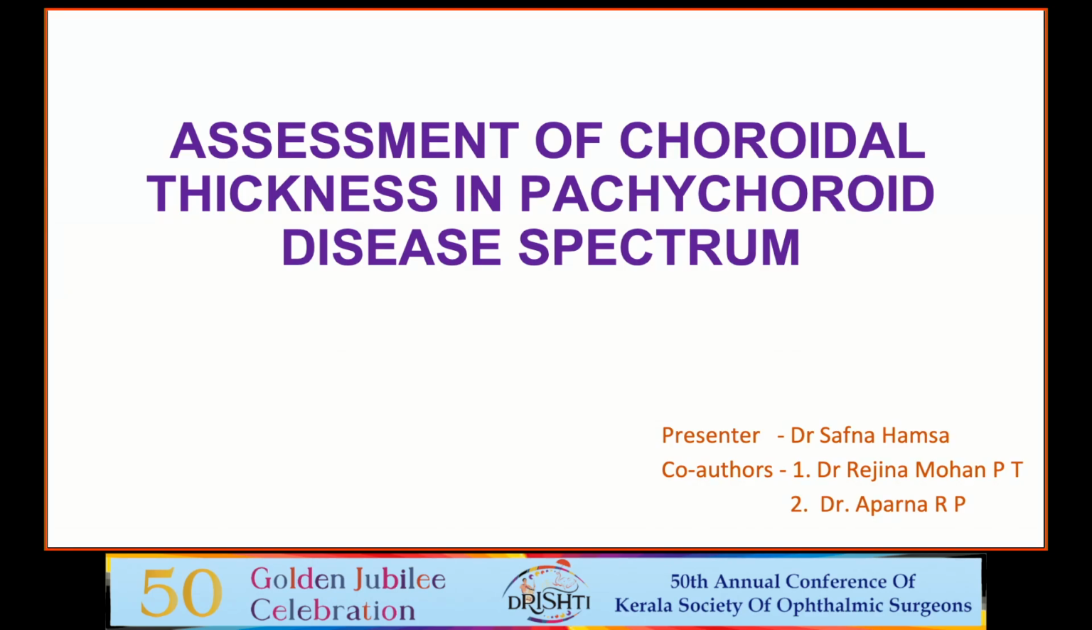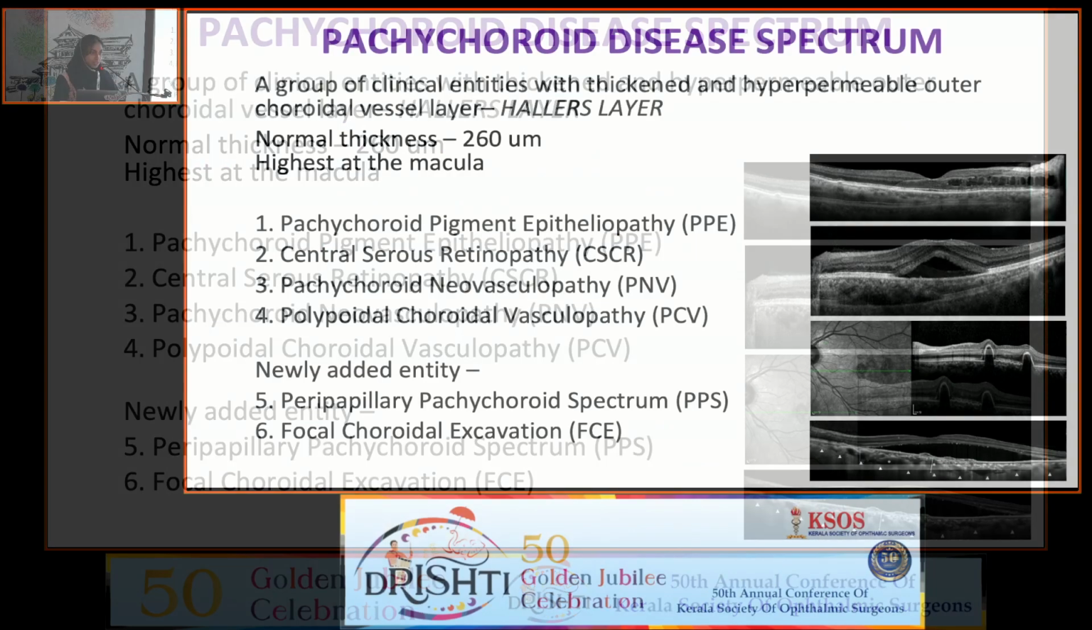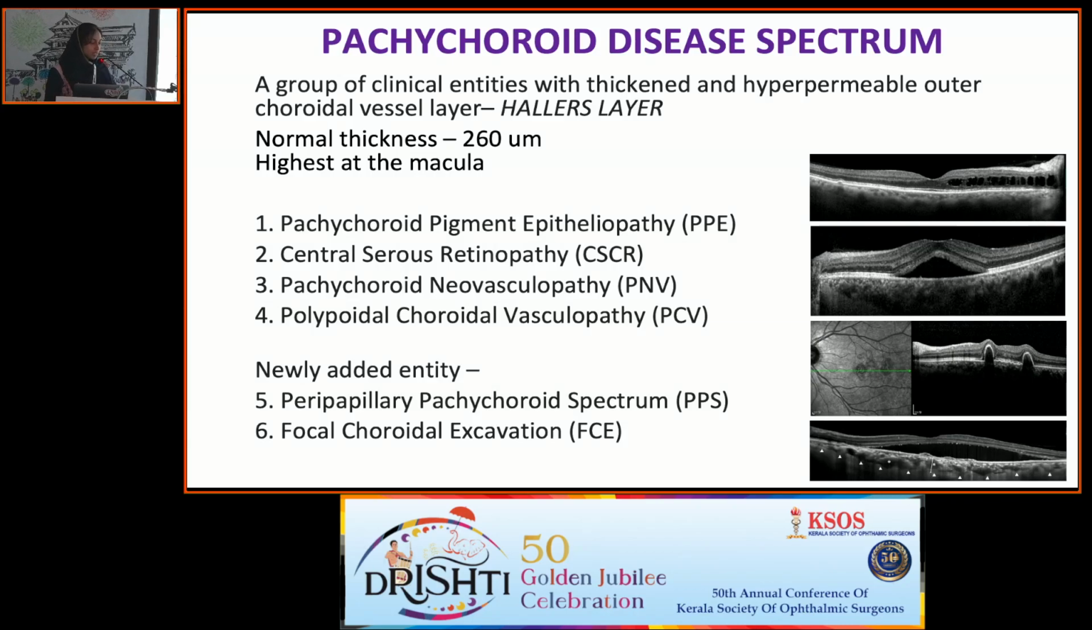Good morning. My topic is assessment of the choroidal thickness in the pachychoroid disease spectrum. The pachychoroid disease spectrum is a group of clinical entities characterized by a thickened and hyperpermeable outer choroidal vessel layer, which is the Haller layer. The average choroidal thickness is around 260 micrometers, the highest being at the level of the macula. The spectrum includes pachychoroid pigment epitheliopathy, central serous chorioretinopathy, pachychoroid neovasculopathy, polypoidal choroidal vasculopathy, and the newly added entities, peripapillary pachychoroid spectrum and focal choroidal excavation.